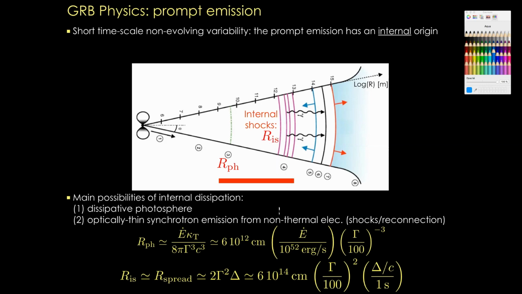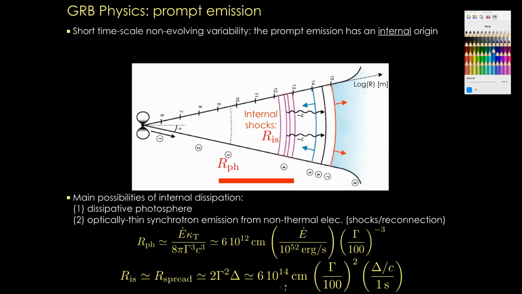So the idea is that this radius is very simple to estimate. This is exactly the same calculation as what I just did for the spreading radius. The idea is that if you want to have collision between different layers in the ejecta, you need these layers to have different velocities, and the radius where the collision will take place is related to the initial difference of velocity, so the initial relative velocity. So it's exactly the same calculation as before, and so the estimate of the internal shock radius is given by the spreading radius.